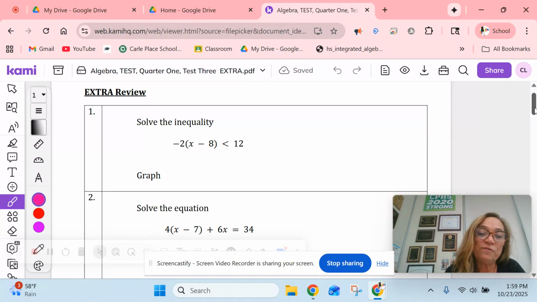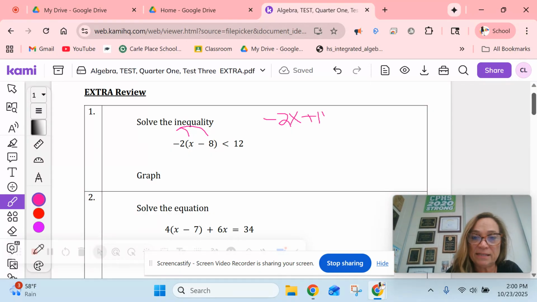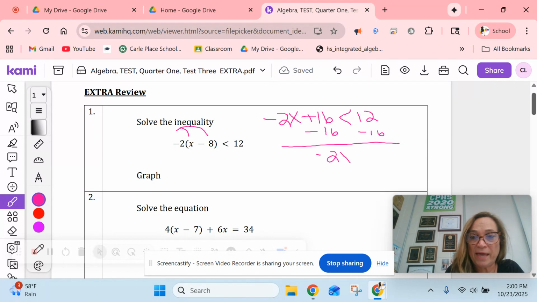All right, so first I'm going to distribute the -2. That would give me -2x plus 16 is less than 12. Subtract 16 from both sides. That gives me -2x is less than -4. Divide by -2. Divide by -2.